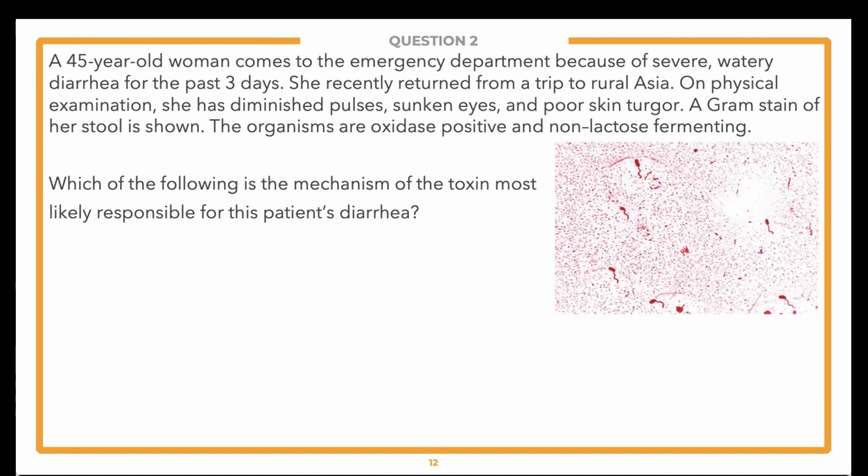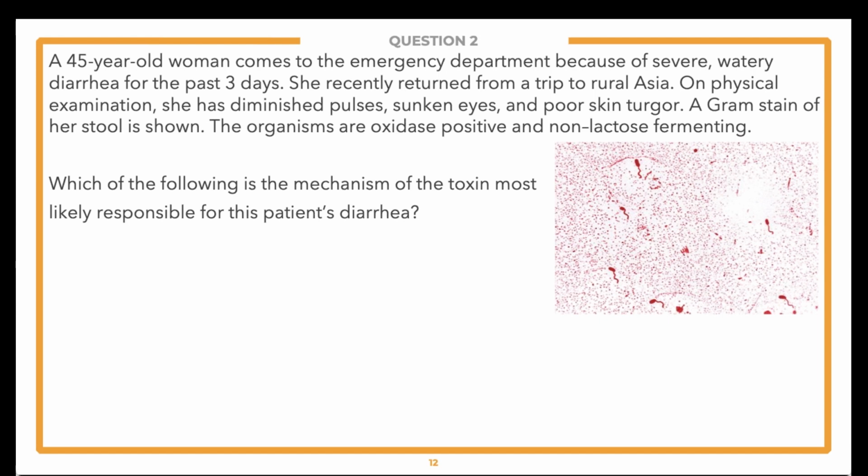A 45-year-old woman comes to the emergency department because of severe watery diarrhea for the past 3 days. She recently returned from a trip to rural Asia. On physical examination, she has diminished pulses, sunken eyes, and poor skin turgor. A gram stain of her stool is shown. The organisms are oxidase positive and non-lactose fermenting. Okay, so take a look at that gram stain and think, which of the following is the mechanism of the toxin most likely responsible for this patient's diarrhea?